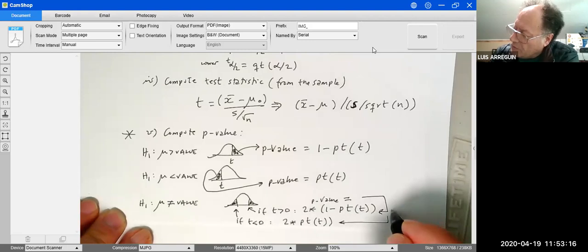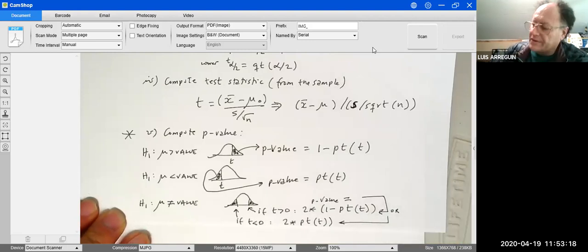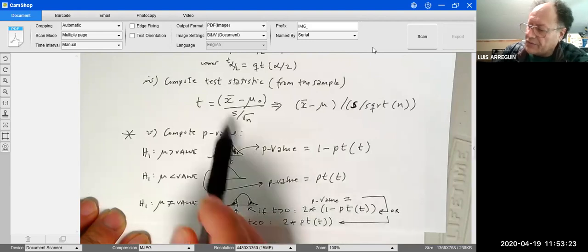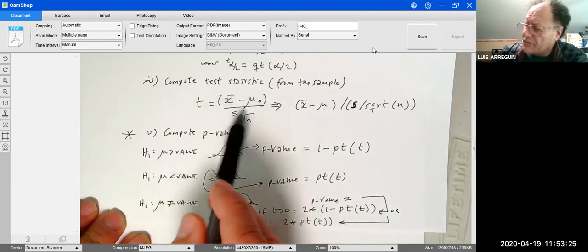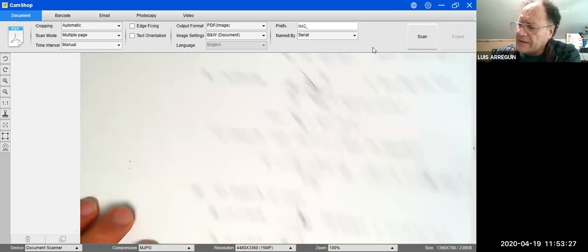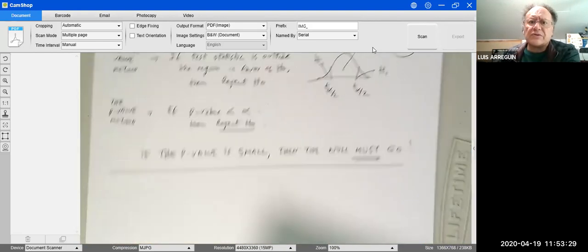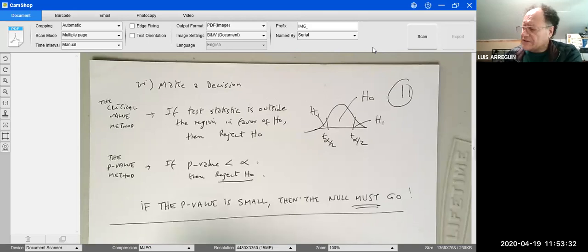So it's one or the other, depending on whether the value is positive or negative, the value for your test statistic that you found from a previous step. Then you make a decision. To make a decision, it depends on what method you are using.